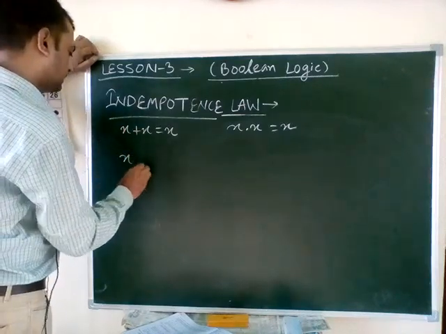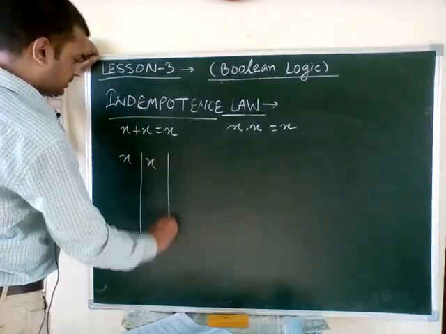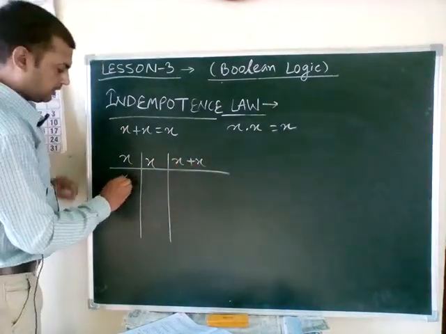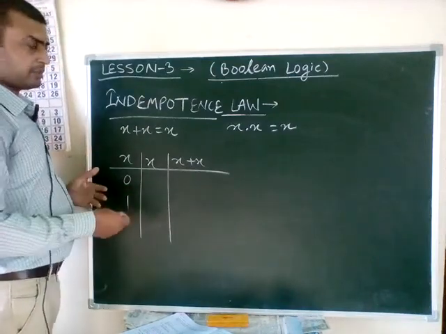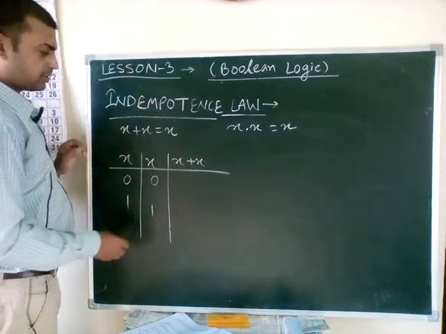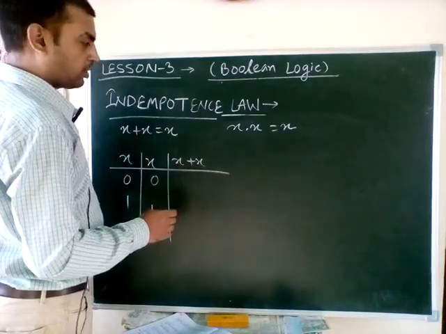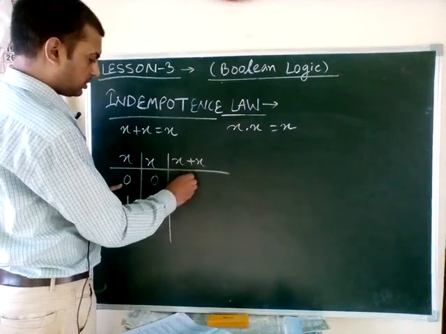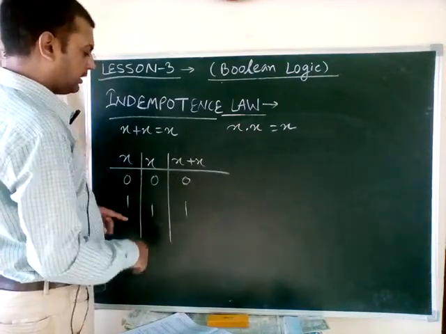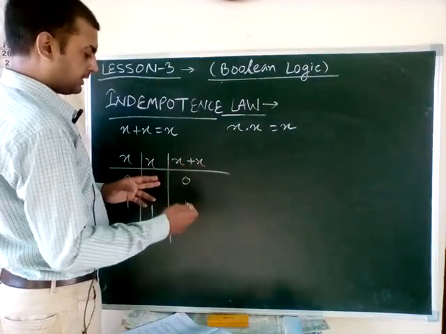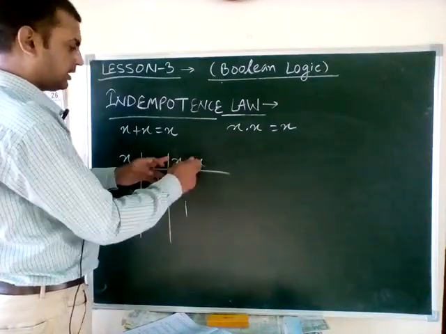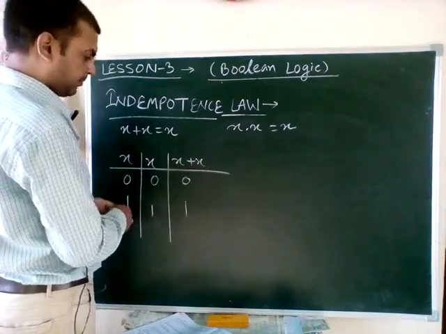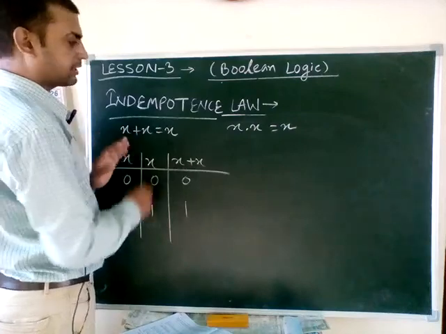So x plus x, 0 and 1, and the same for this also. If we apply the OR logic, it means if any one is there, then you will give 1. So in this, both are zeros, then 0, and if any one is there, then 1. Now you can see x plus x is equal to x, meaning if you have added, its value is still equal to a single x. That's why we have written x plus x is equal to x.